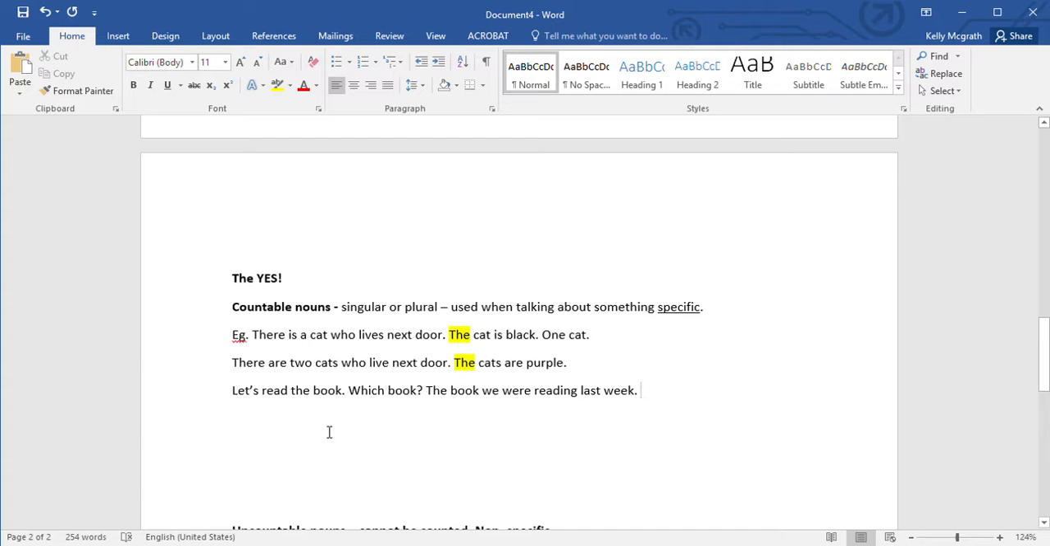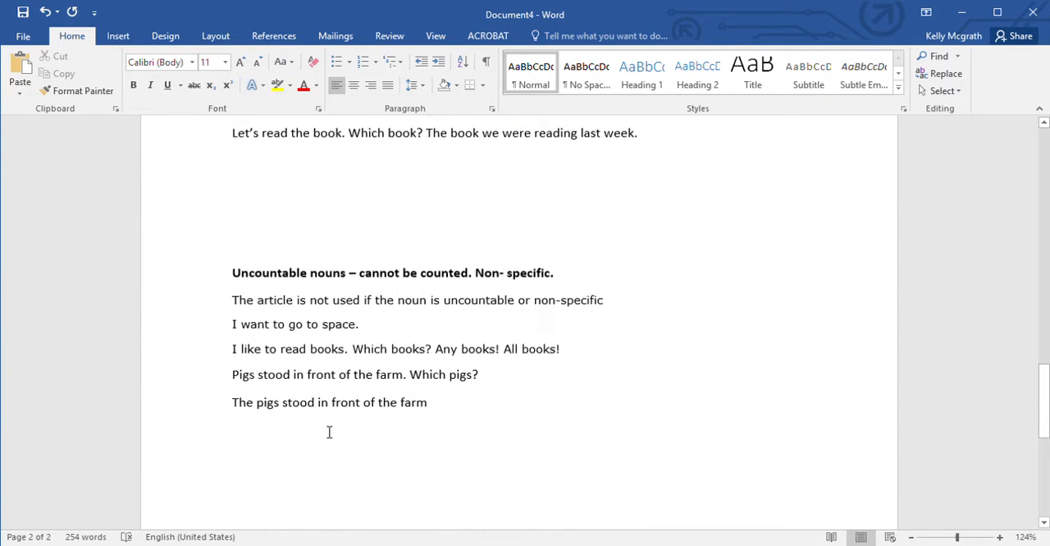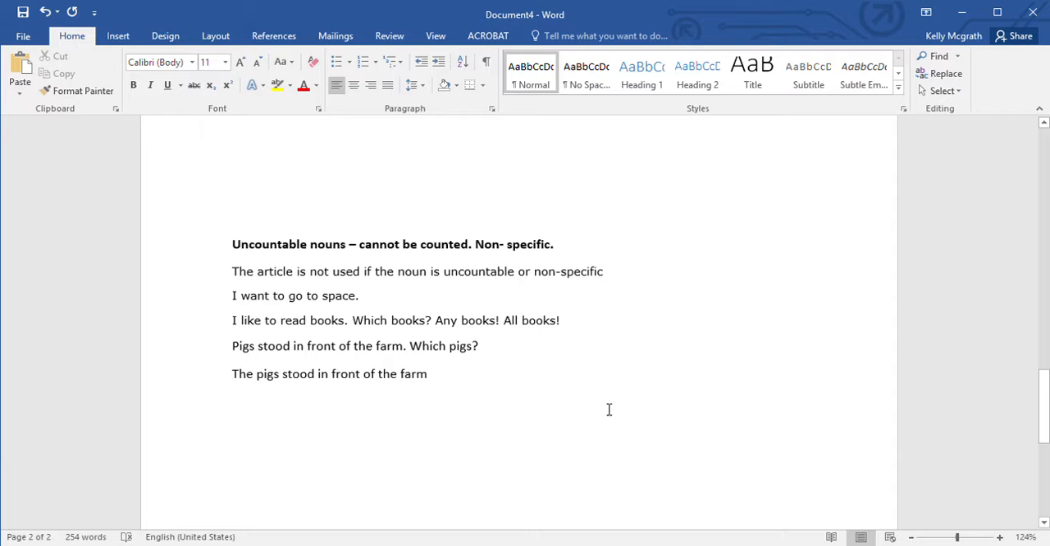When you don't use "the", it is for uncountable nouns, nouns that cannot be counted. They are non-specific. So the article "the" is not used. For example, I want to go to space. Space is not something that you can count. It's a vast area. I can't say one space, two space. It's uncountable.